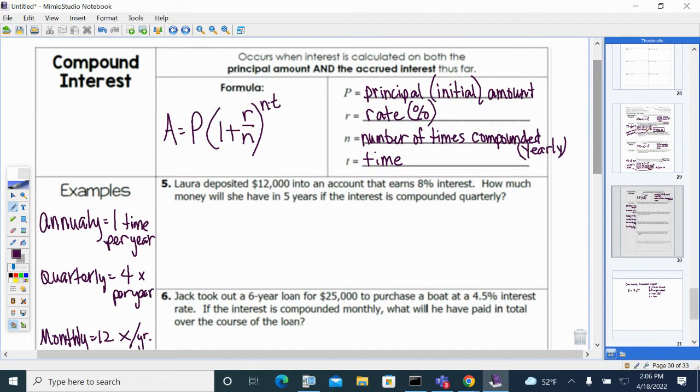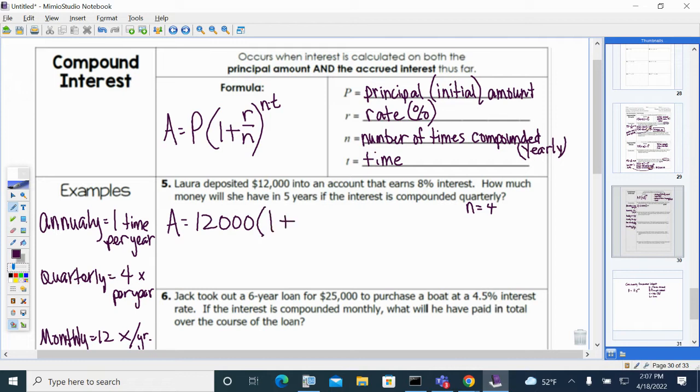So example number 5 says Laura deposited $12,000 into an account that earns 8% interest. How much money will she have in 5 years if the interest is compounded quarterly? So quarterly means that the number of times it's being compounded is 4 times per year. So we're going to take that formula, A is equal to P times 1 plus R divided by N raised to the N times T. And we're going to calculate how much Laura will have after 5 years. So the principal amount is the $12,000.